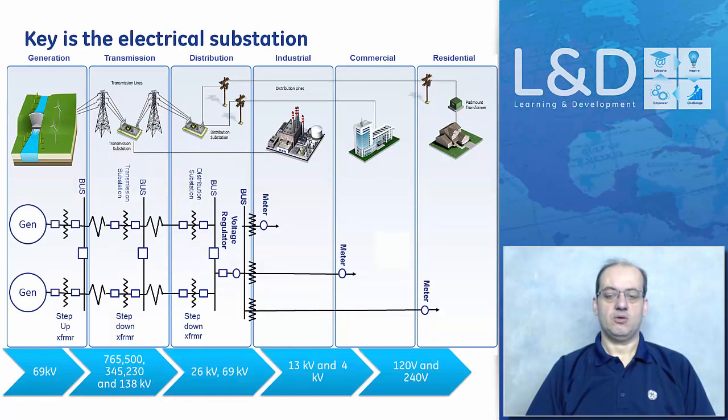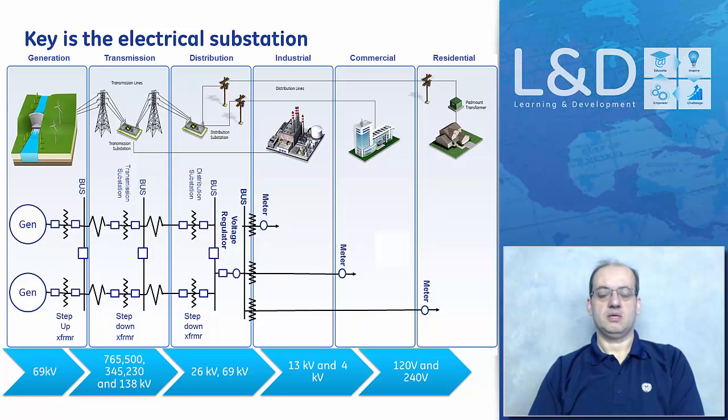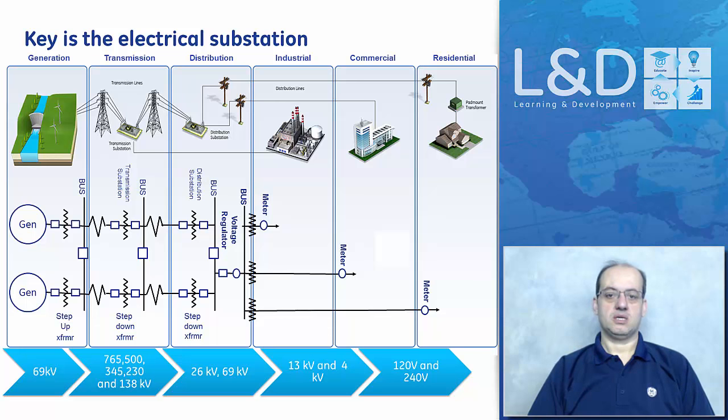Just to give you an idea of how power is delivered from generation point to the load or the end user, it basically starts at 69 kV, and then at the transmission criteria, it would be 765, just above the 100 kV. Distribution would be just under the 100 kV. So in this case, we're giving an example of 26 and 69 kV. And then you've got the customers, basically the industrial and the commercial, they might consume power depending on their requirements, either at 13 kV or 4 kV. And then the end user residential would consume the power at 120 volts, 240 volts.